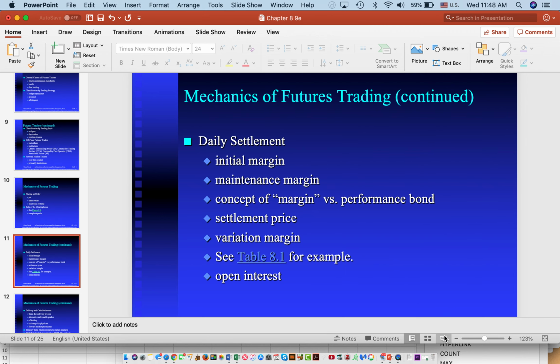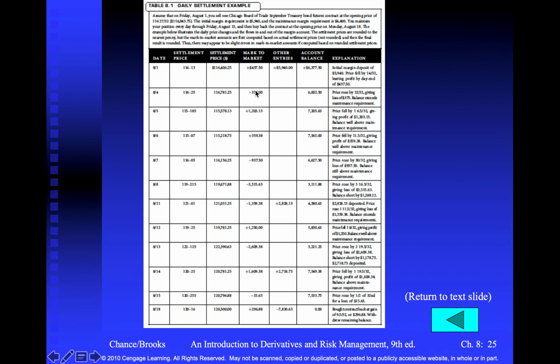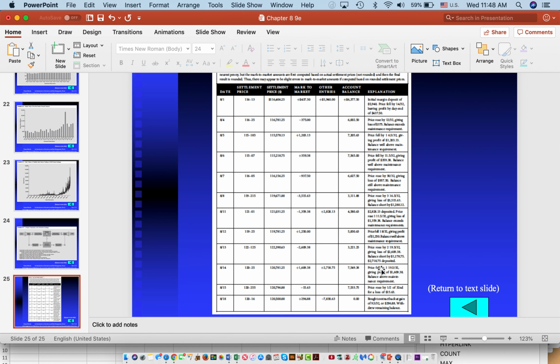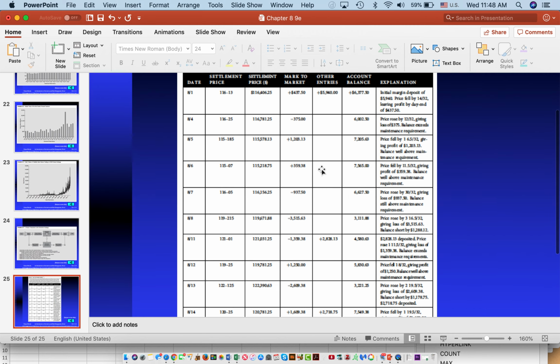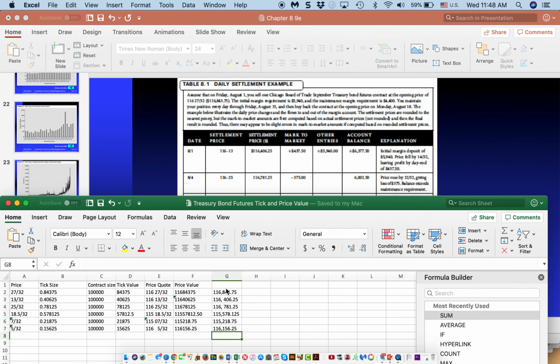So let us go to table 8.1. When we go to table 8.1, you can see this here. Let me zoom in a little bit more. It says that you shorted Treasury bond futures on Friday, August 1st at 116-27/32. So how did they get 116,843.75? To answer that question, I created an Excel file.